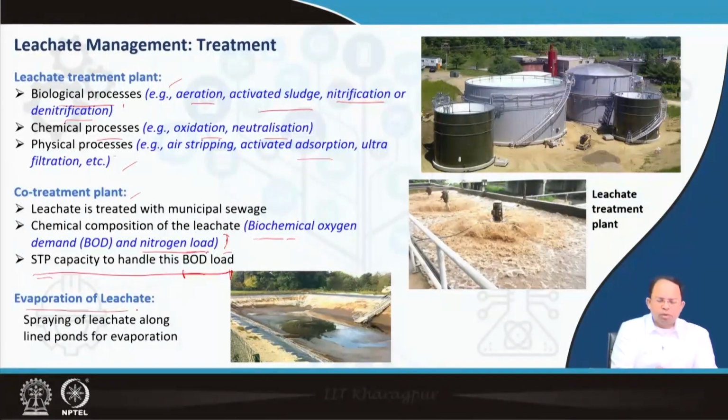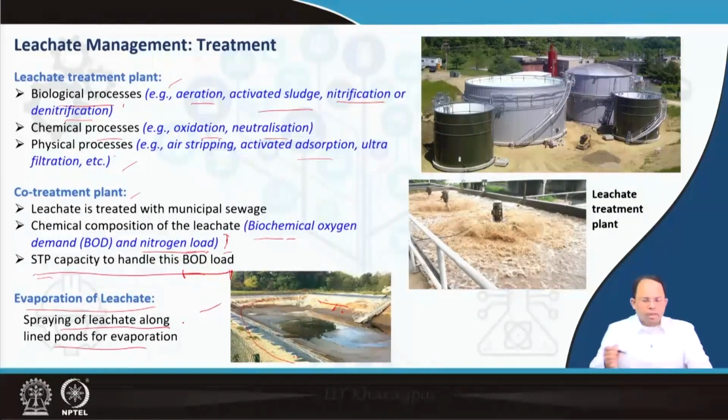One very basic process of leachate treatment, which could be done on site itself, is by spraying the leachate along the lined ponds for evaporation. So we can spray the leachate along the lining of the pond, and when we do that, the water evaporates, and the remaining solid matter can be collected and again taken to the landfill site. So that is a very basic system for treatment as well. So this shows a leachate treatment plant over here with intermediate storage as well.